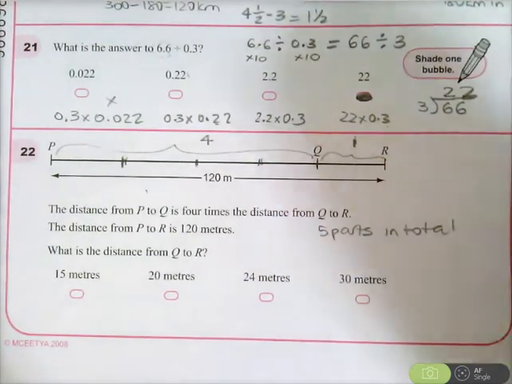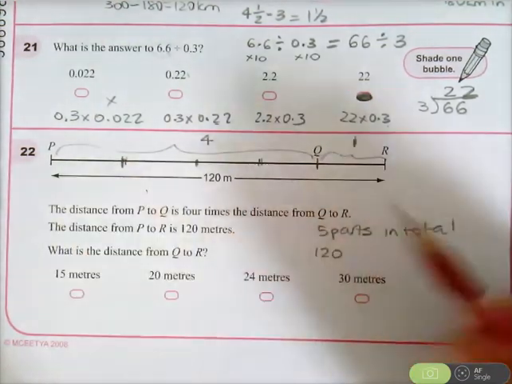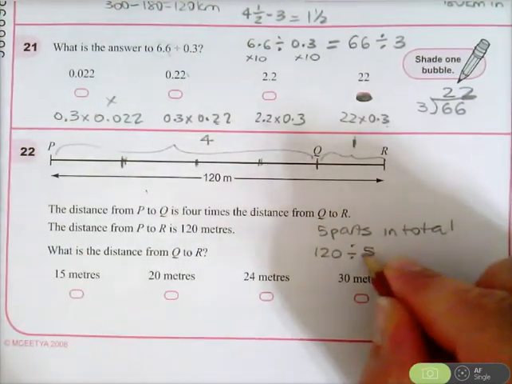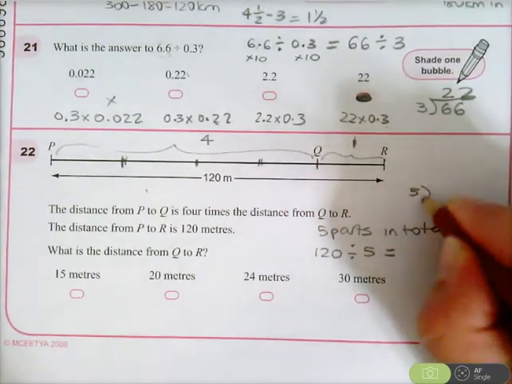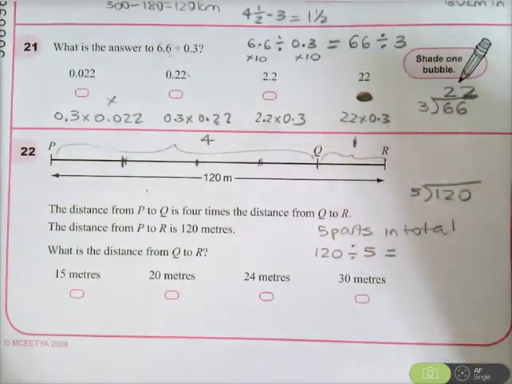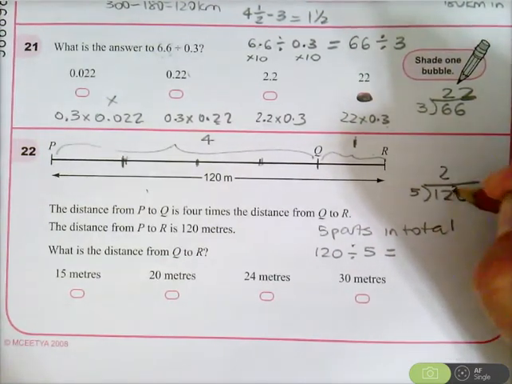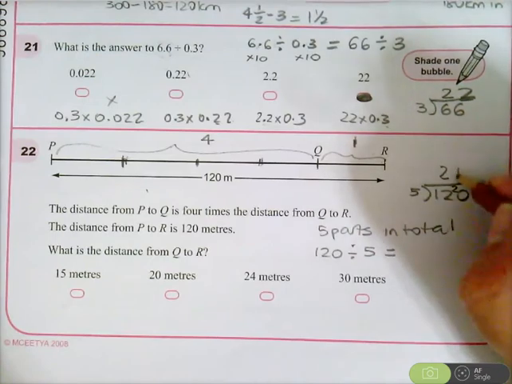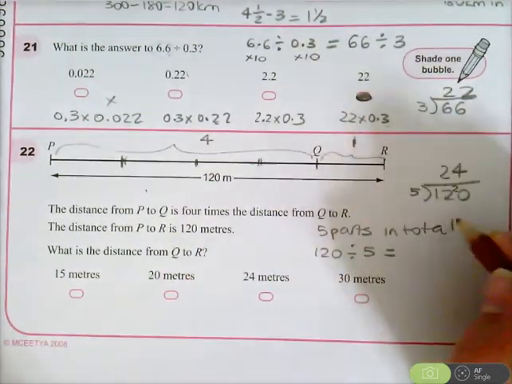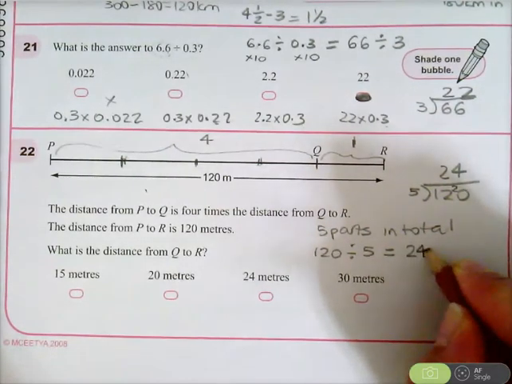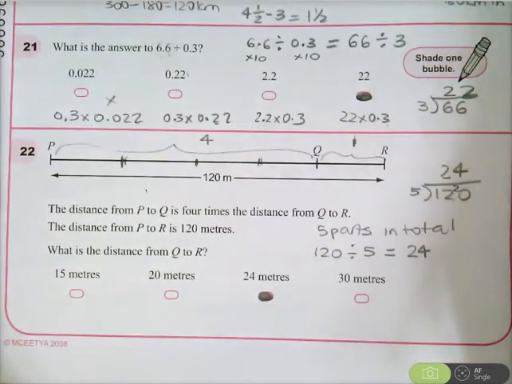So we want to know the distance from Q to R. Because I've got 5 parts that make up the 120 metres, I'll go 120 divided by 5. I'll just work that up here. 5 into 120. Does 5 go into 1? No. 5 into 12 goes twice with 2 remainder. 5 into 20 is 4. So therefore, 1 part is 24, and the distance from Q to R is 24.